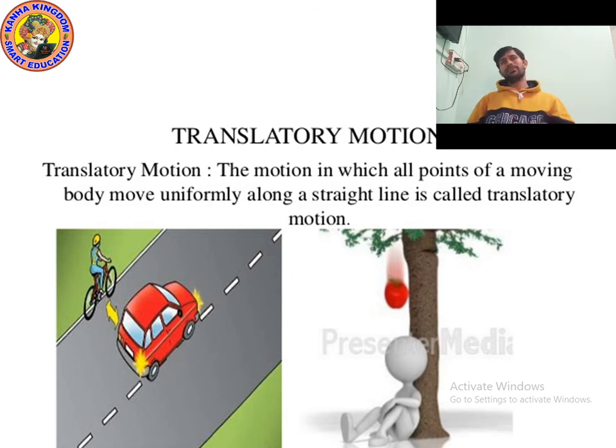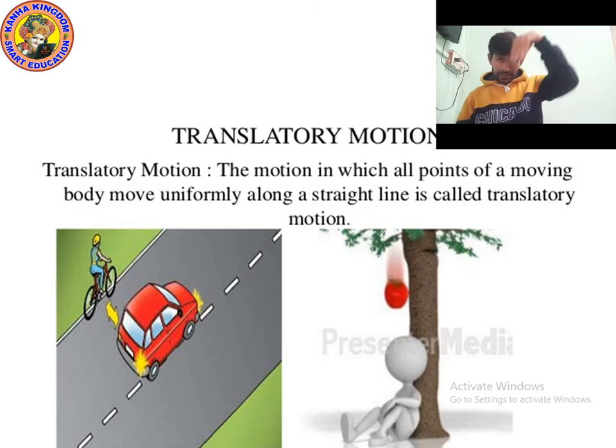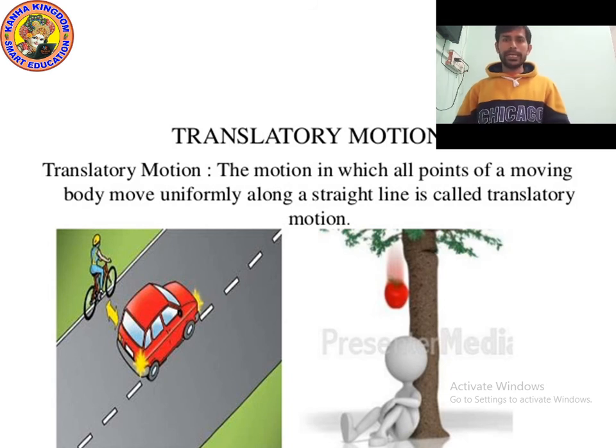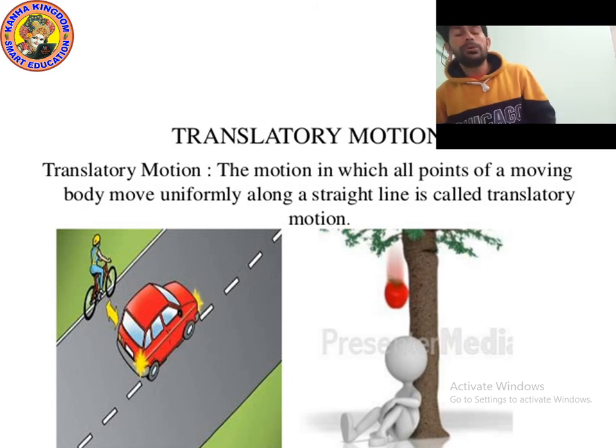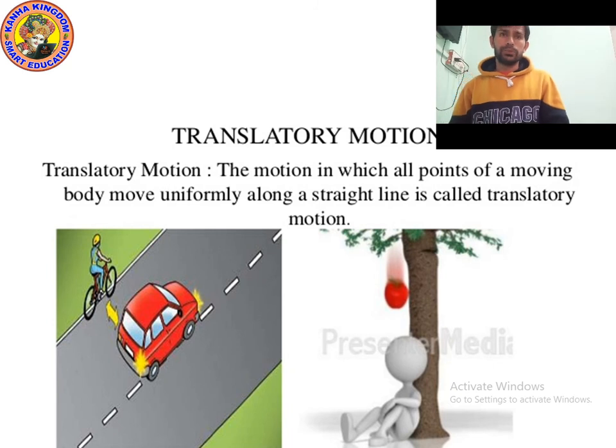As you can see, the car is moving and the bicycle is moving. They are moving in a straight line and uniformly, meaning they travel equal distance in equal interval of time. As you can see, the apple is falling straight from the tree, that is actually a translatory motion. I hope you understood, and you know that there are two types of translatory motion. Now let's move on to the next point.